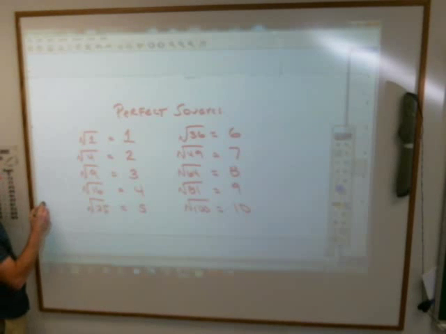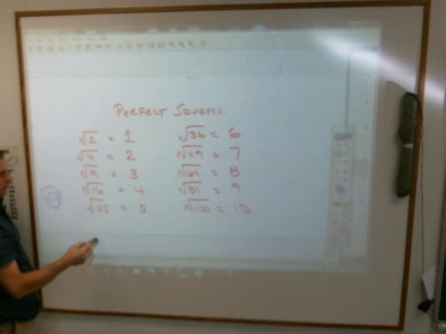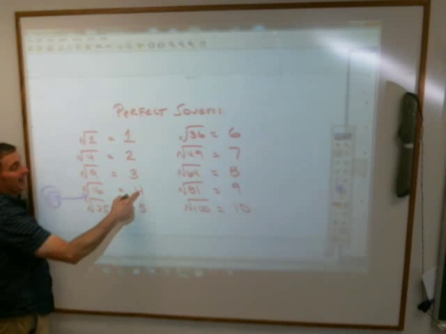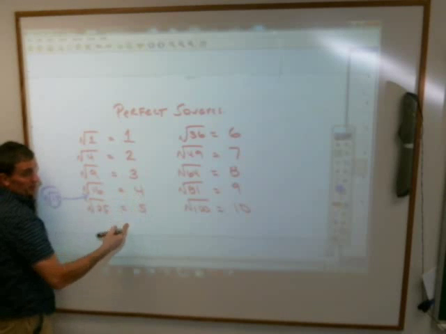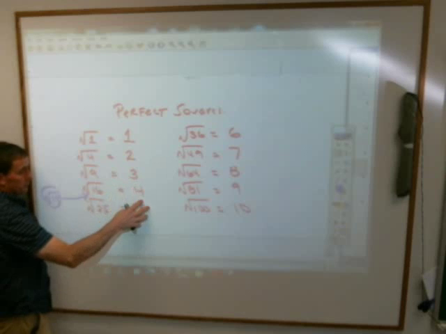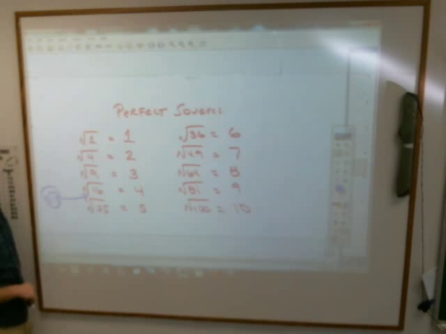For example, if I said the square root of 18, the square root of 18 would have to be between what two numbers? Well, you look at where it falls between our perfect squares. The square root of 18 has to be between the square root of 16 and the square root of 25, so between 4 and 5 somewhere. That's the best we can do right now, especially you guys as sixth graders.